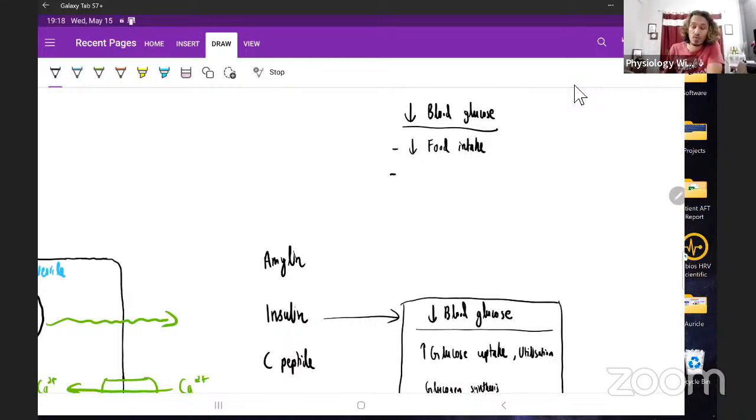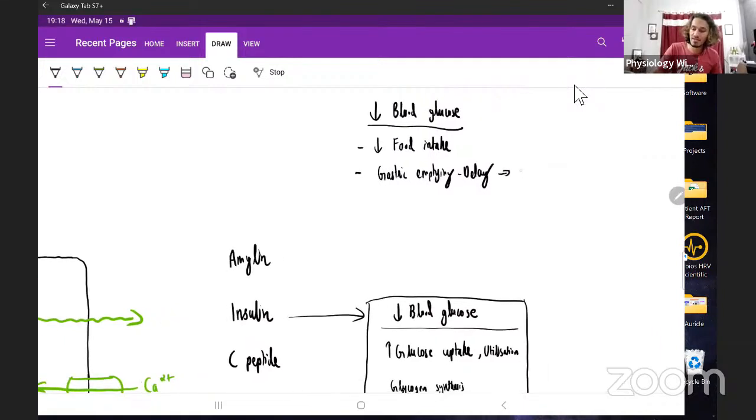So what will happen? The amount of glucose that is being taken in is reduced. Then, the time for gastric emptying is increased. So there is a delay in gastric emptying, which means the amount of glucose coming in for absorption is also reduced. So it decreases the food intake, delays gastric emptying, and glucose absorption is reduced hence.